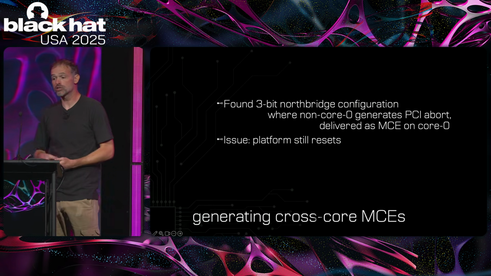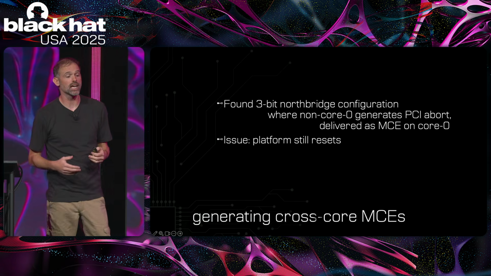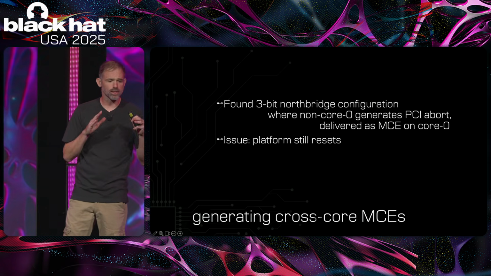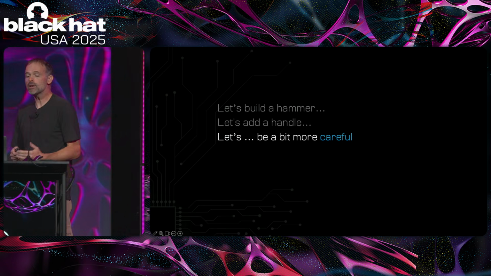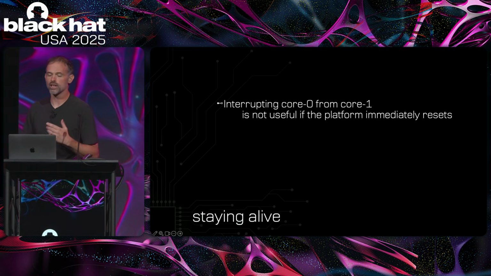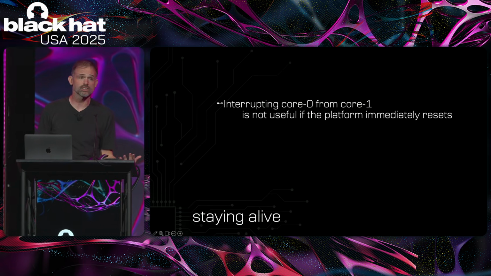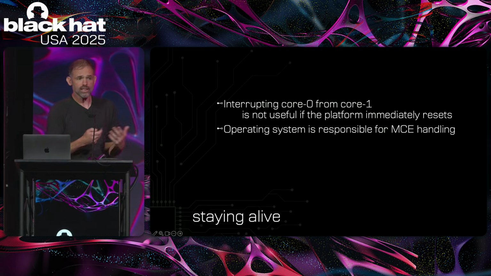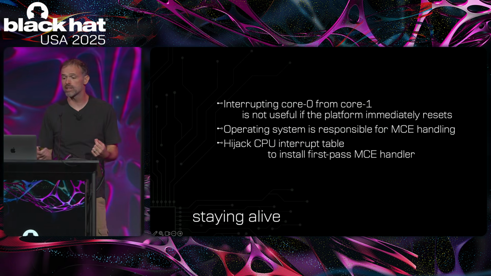And we find that there's 3 specific bits in the north bridge that have to be set a certain way in order to cause this behavior. But we've still got an issue. The platform still resets. That's no good, but maybe we can be a little bit more careful. Being able to send these cross-core machine checks isn't too useful for exploitation if the system just resets. So why does it reset? Well, it's not actually the machine check's fault. It's the operating system deciding that that's the best thing to do.